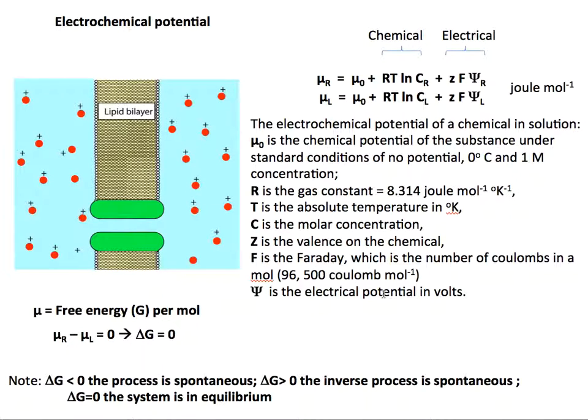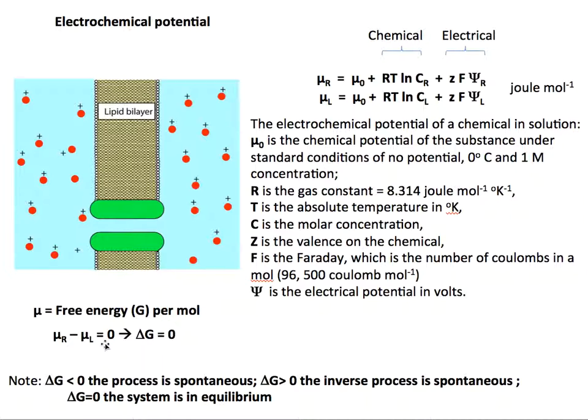We're going to talk about electrochemical potential. So mu is your free energy. We here are talking about the free energy on the left side and the right side. So mu R is equal to mu naught, which is the chemical potential of the substance under standard conditions of no potential. Ultimately, it really doesn't have much importance because it's just the energy that's there all the time. What we're really interested in is the chemical potential and the electrical potential. So here's your chemical potential, RT ln C, and then your electrical potential, ZF delta psi.